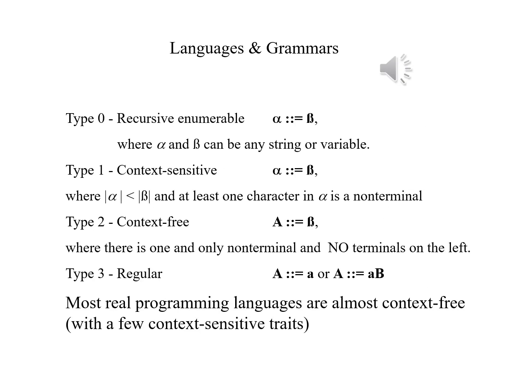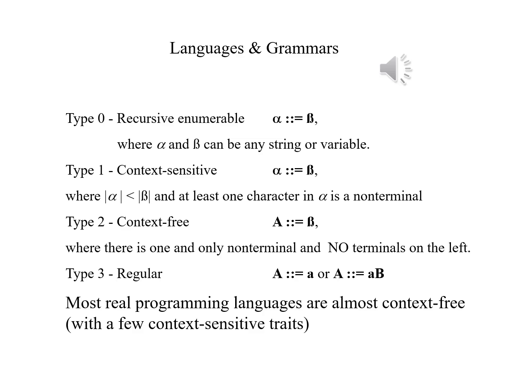Type 0, recursive, enumerable, or unrestricted, can be represented by alpha derives beta, where alpha and beta both can be any string or any variable. Type 1, context-sensitive, takes the form of alpha derives beta, where the length of alpha is less than the length of beta, and at least one of alpha's characters is a non-terminal. Type 2, or context-free, is represented by A derives beta, where there is one and only one non-terminal on the left-hand side, and no terminals at all on the left. Type 3 is regular, which is represented by A derives little a, or capital A derives little a followed by little b. Most programming languages are almost all context-free, although there are a few context-sensitive traits that may show up in specific languages.